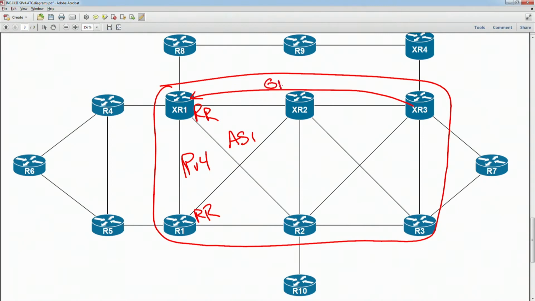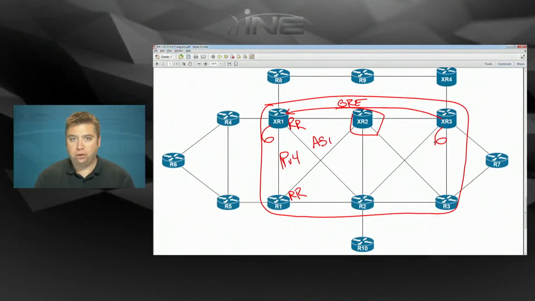Well, we could configure a GRE tunnel between the two of them, and then we could do our BGP peering over the GRE tunnel. And as long as the device in the middle, XR2, has a route to the loopback of XR1 and has a route to the loopback of XR2 or XR3, we should be able to tunnel the traffic through it.